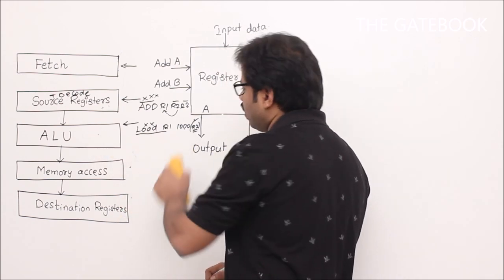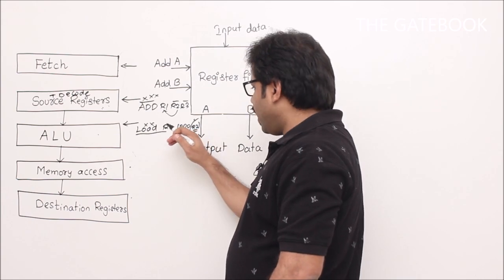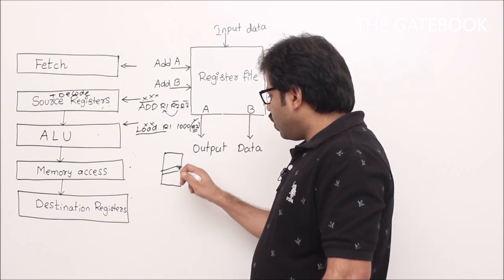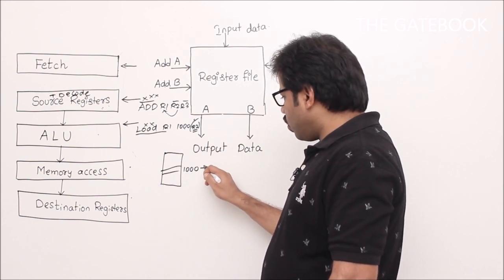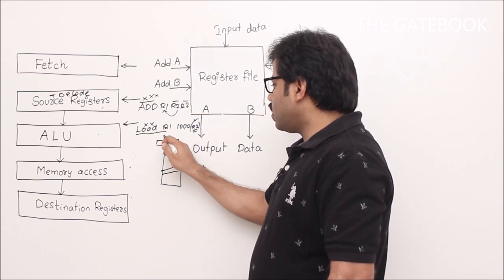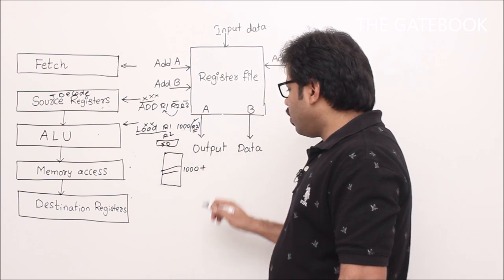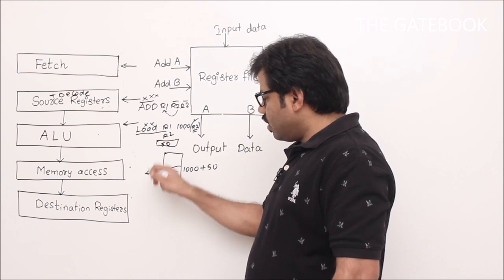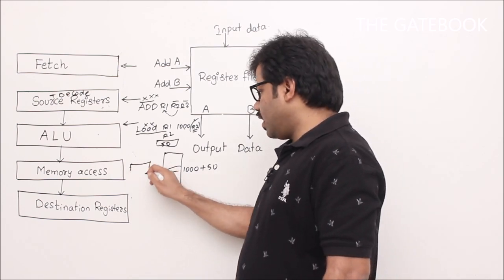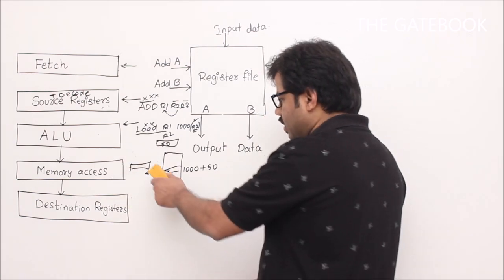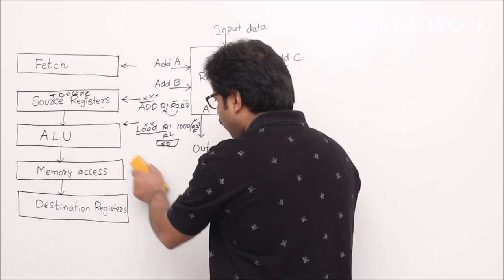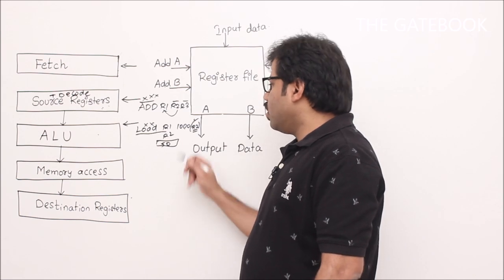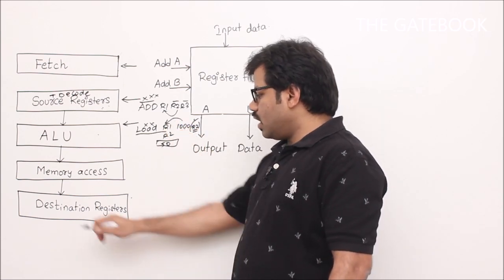Once the value is calculated, we will be loading the value at 1000 plus R2 into R1. There will be main memory, and in that main memory there is a location called 1000 plus R2. Let us assume that the content of R2 is 50. Then 1000 plus R2 becomes 1050. We will go to 1050, take that value, and transfer that data into a temporary register here. That is called memory access. Once you do memory access and get the data, in the next stage we store the result into the destination register. So now you have data which has to be stored into R1, and we will do that here.